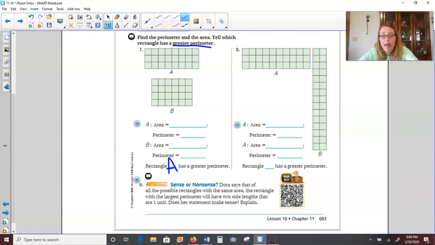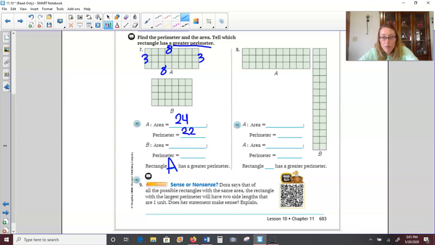So rectangle A has 1, 2, 3, 4, 5, 6, 7, 8 units across the top and bottom, and 3 units on each side. So for the area, remember we would do length times width. So 3 times 8 is 24. Don't worry about the units. I'm not going to be a stickler on that right now. The perimeter, we would add 8 plus 8, which is 16. 3 more is 19. And then 3 more on top of that would be 22. So the perimeter would be 22 units.